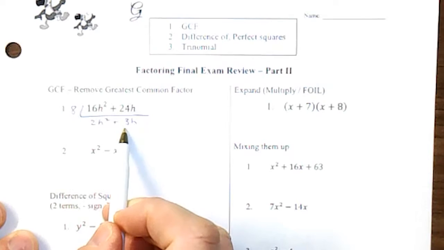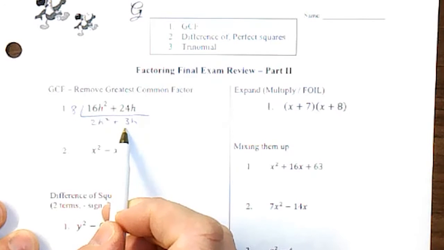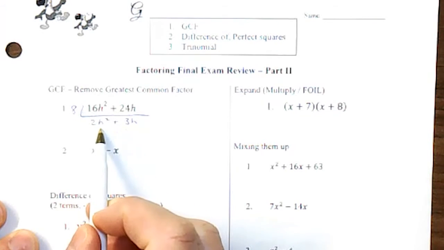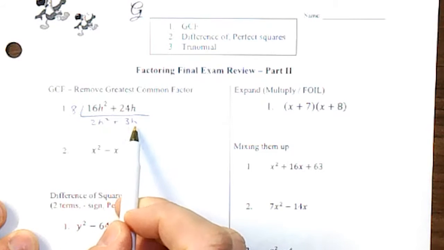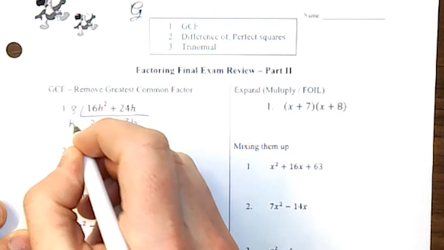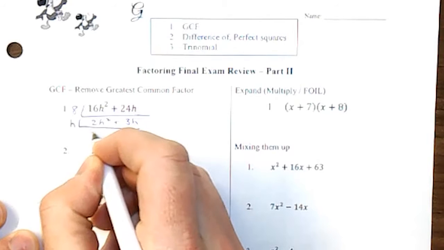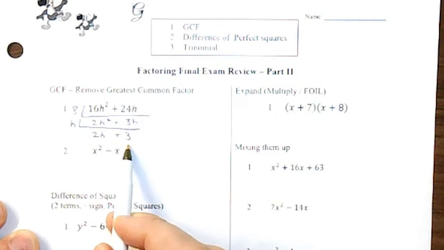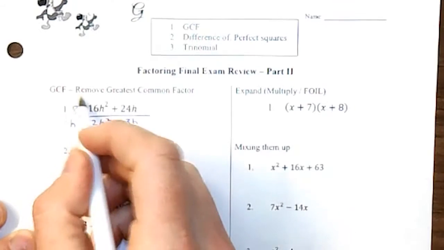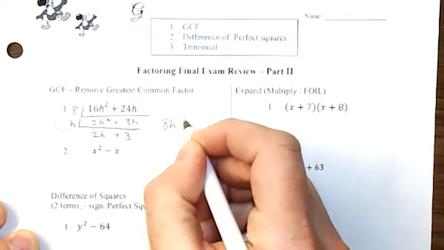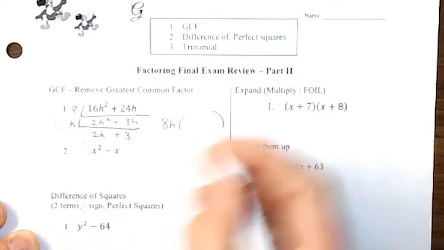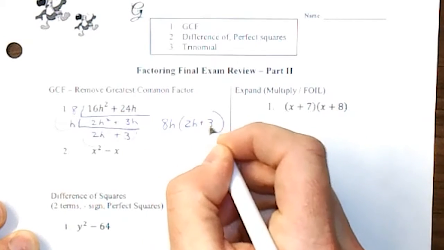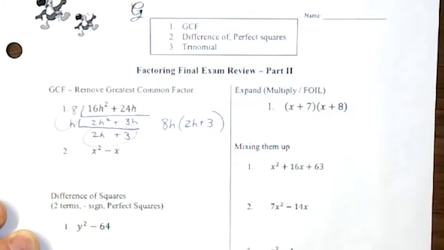And 2 and 3, nothing goes into 2 and 3, so I'm done with the numbers. The H's, I've got 2 here, 1 there. I can take one of them out. And I get to a point I can't take out any more numbers or letters, so my GCF goes in front. The remainder goes inside the brackets.